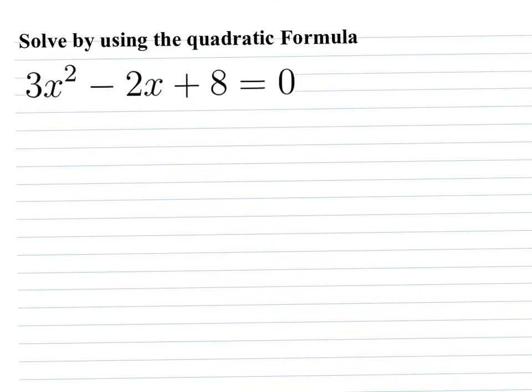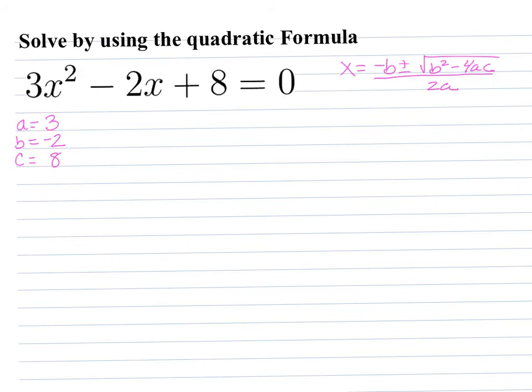So this problem we're going to solve by the quadratic formula. Your quadratic formula is x is equal to negative b plus or minus the radical of b squared minus 4ac, all of that over 2a. So you need to first identify your a, your b, and your c. Those are the numbers in front of your terms. So your leading coefficient, the one with the x squared term, is your a. Your negative 2 is your b, and your c is your 8. Remember, it has to be in standard form.